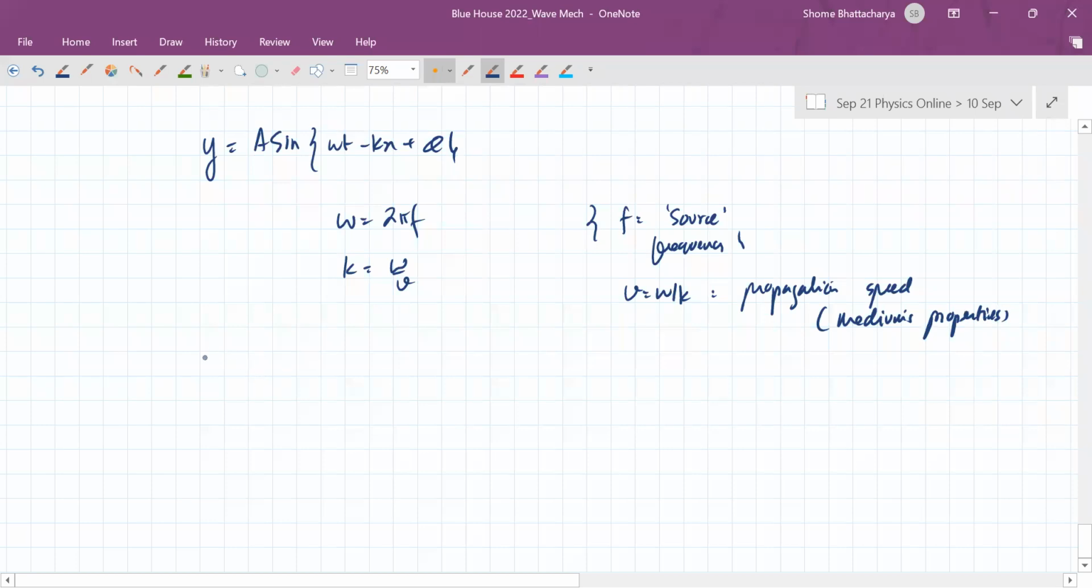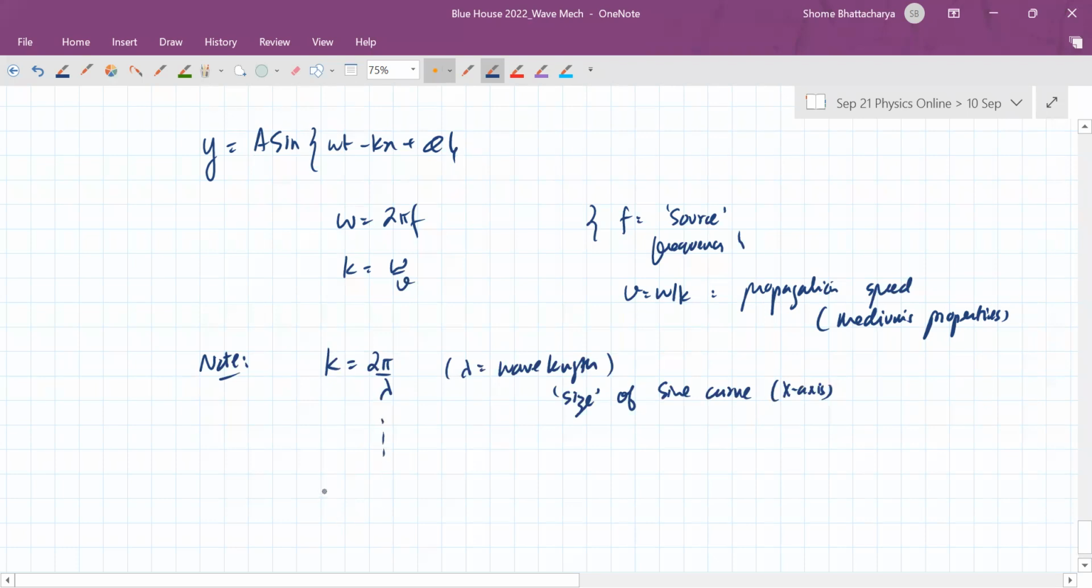But now we also see that k has another very important significance, that it determines the wavelength. You can almost think of the wavelength like the size of the wave, the size of the sine curve along the x-axis, that kind of thing. So this lambda is again related like this: v is equal to f lambda, because omega is 2 pi f and k is 2 pi by lambda.